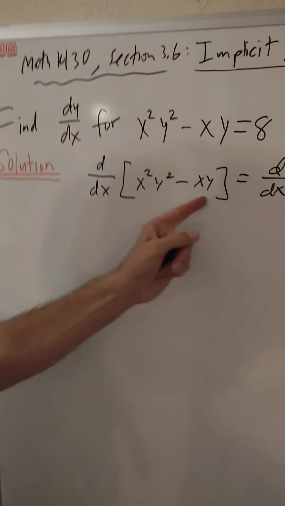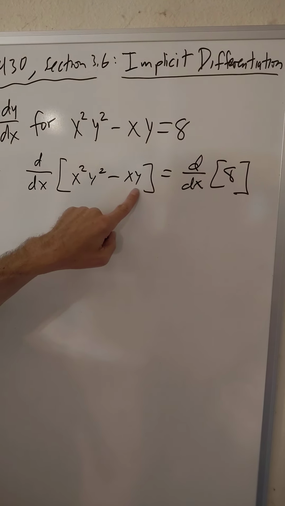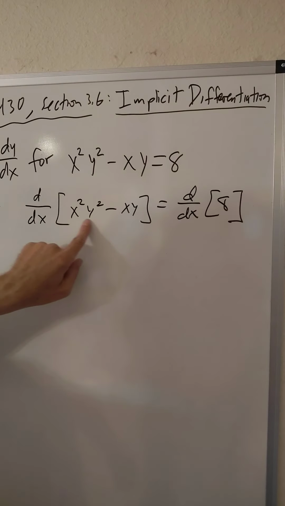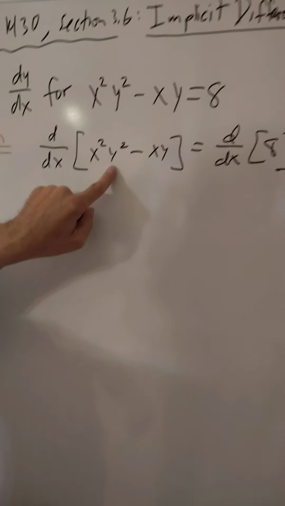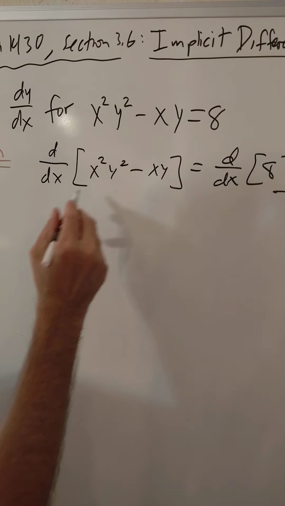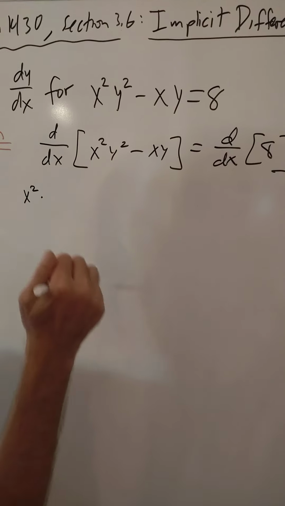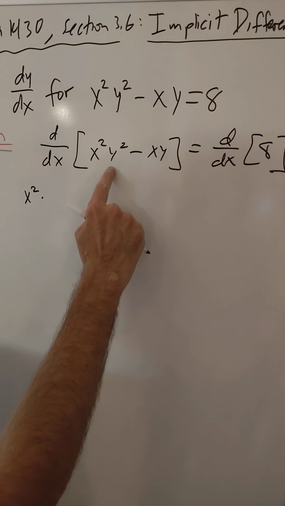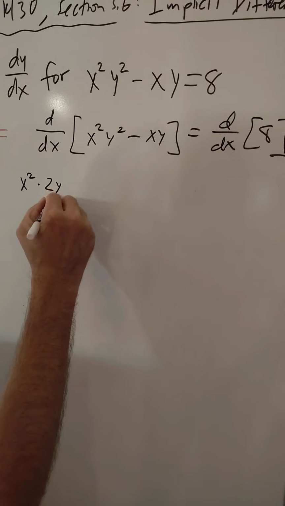Okay, and now to take the derivative, we're going to go the derivative of this term minus the derivative of this term. Notice this first term is a product, so we're going to need the product rule here. I'm going to use the product rule to find the derivative of the first term. It's going to be the first, which is x squared, times the derivative of y squared. What's the derivative of y squared? Well, by the power rule, it's going to be 2y.